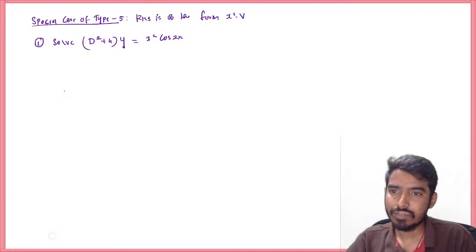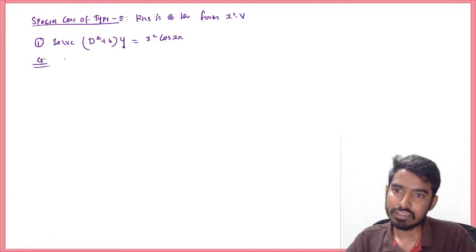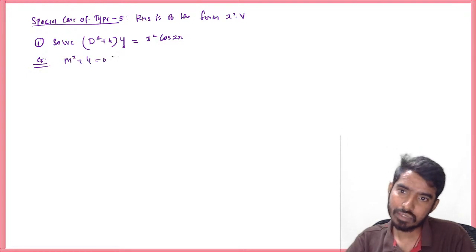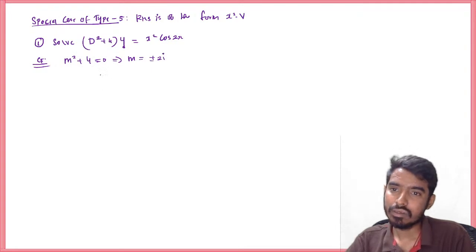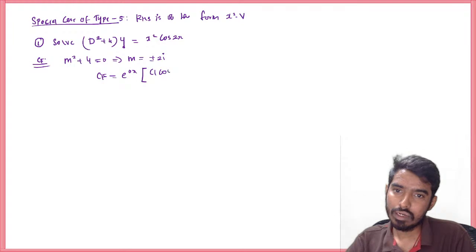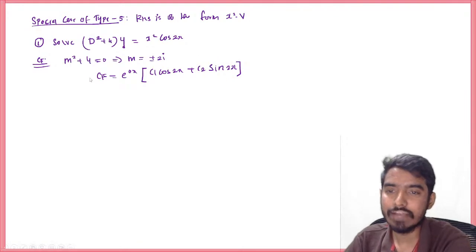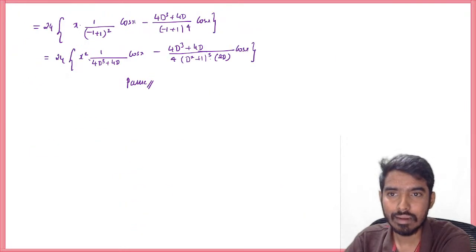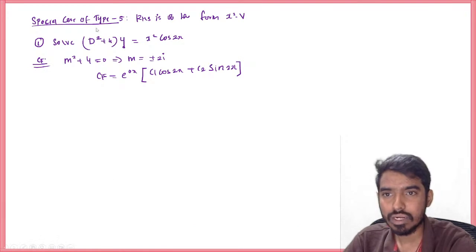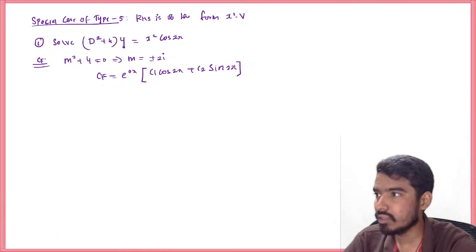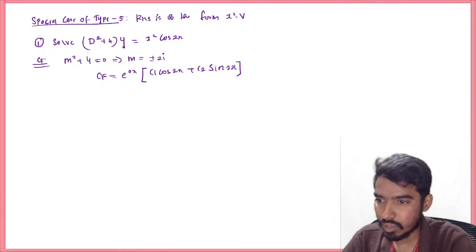So CF is very easy, right? CF is m square plus 4 is equal to 0. So we have m is equal to plus or minus 2i. Therefore CF is e power 0x (C1 cos 2x plus C2 sin 2x), right? Actually, I have passed this problem. We'll come back to this problem after finishing this problem, right? We're going to do only one problem in type 5, result case of type 5. Okay.